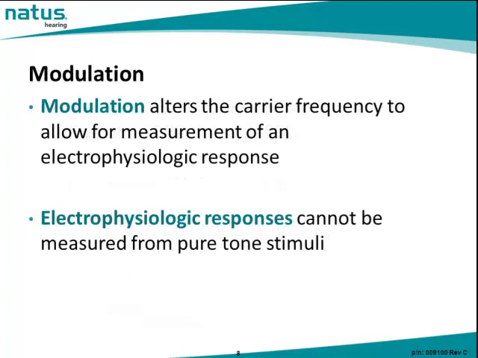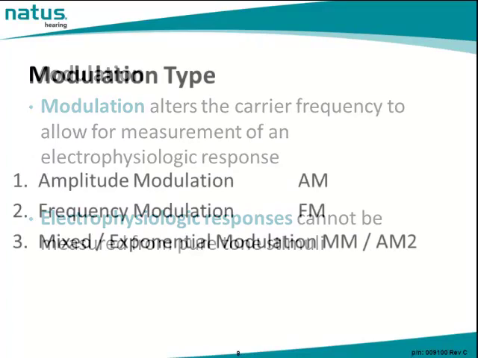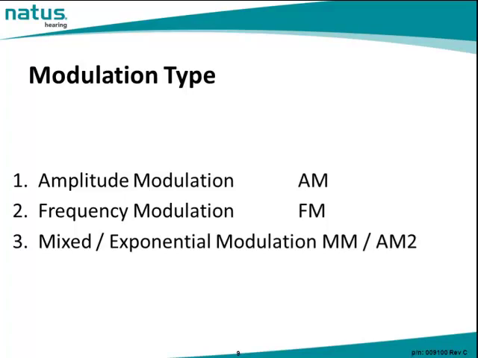Modulation alters the carrier frequency to allow for measurement of an electrophysiologic response. Modulation is used because electrophysiologic responses cannot be measured from continuous pure tone stimulation. We'll talk a bit about modulation type: amplitude, frequency, mixed, and exponential.